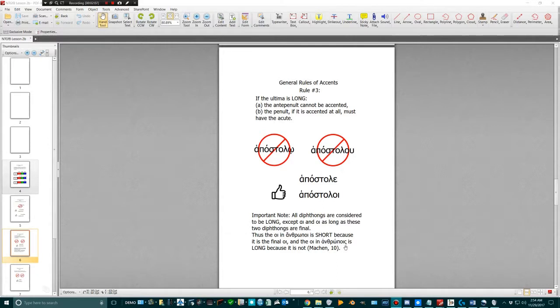So it's important to know your diphthongs, the rules of diphthongs. Diphthongs are always considered long except for alpha iota and omicron iota when they are at the very final end of the word. Okay? So that's why we take a look at the word apostoloi and that would be not a long but a short, allowing the antepenult to be accented. Okay?